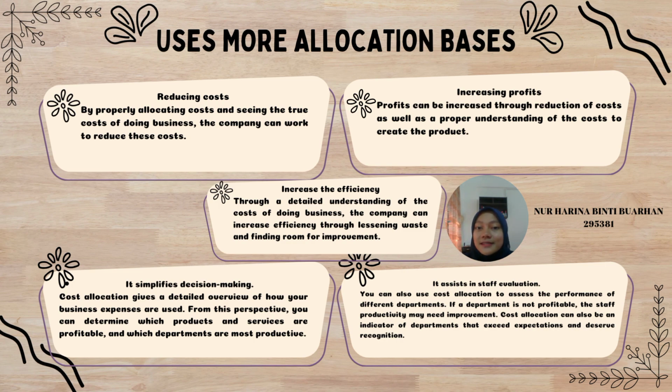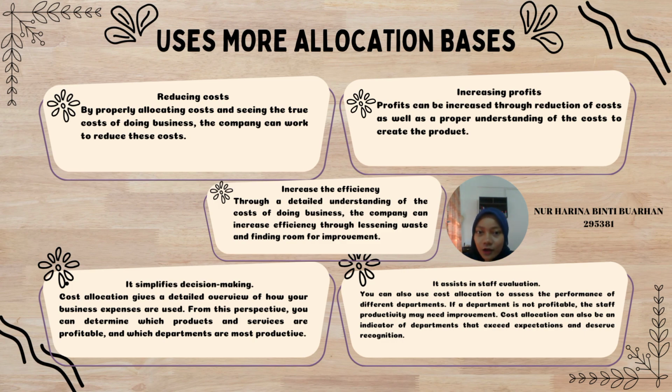The second one is increasing the profit. Profit can be increased through reduction of costs as well as a proper understanding of the cost to create a product. All companies have some type of profit goals which they can achieve through the sales of goods and services. Individually, profit is the sale price less the cost of an item. Dividing this result by the sales price can give the company its gross profit margin on a per item basis. In most cases, the only way a company can increase its profit margin is to raise the sales price or reduce the cost. The third one is increasing the efficiency.